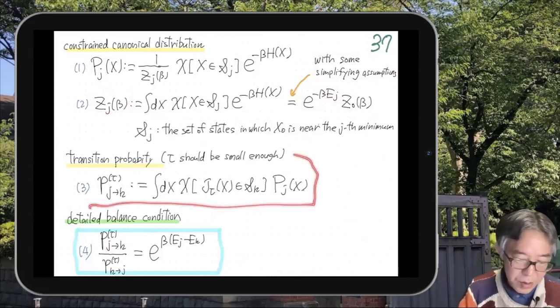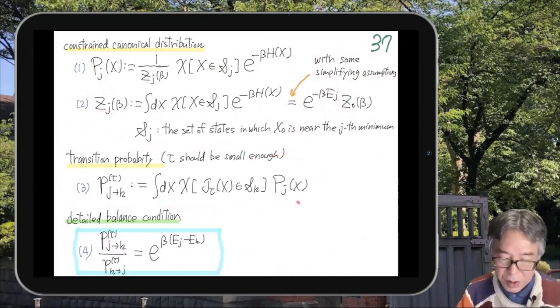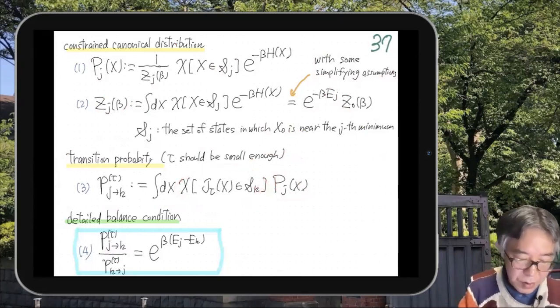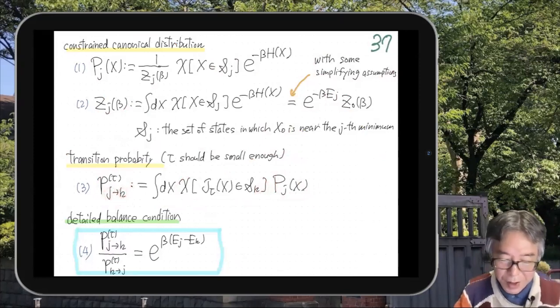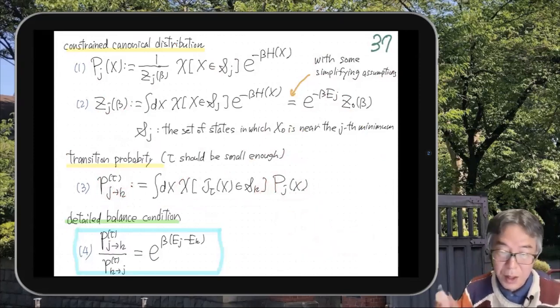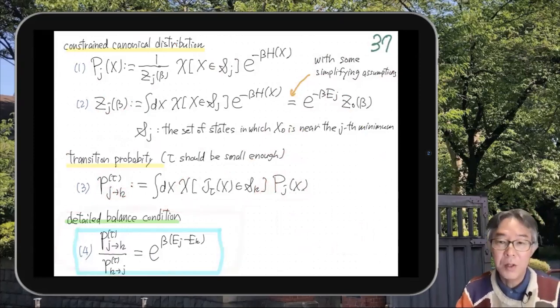We can define the transition probability again in exactly the same manner as before. So X naught is near the minimum J at time 0, and at time tau it's near the minimum K. When tau is small enough so that these are very small, we can interpret this as the transition probability from J to K. I have to assume again time reversal symmetry of the whole Hamiltonian, and go through exactly the same derivation. We get the detailed balance condition in this case too.